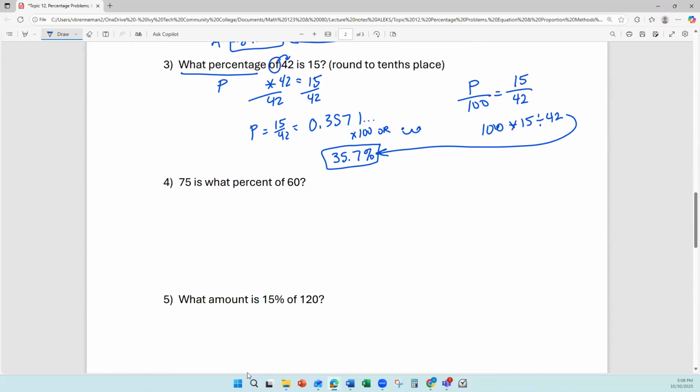So similarly, 75 is what percent of 60? If I want to do the proportion method, what percent? So P over 100. And I look for the of. It's of 60, so I put 60 on the bottom and then the 75 on the top. Equation form, this would be 75 is becomes equals what percent, P, of becomes times 60, and solve by dividing by 60. 100 times 75 divided by 60. 75 divided by 60 is 1.25, times 100 is 125%.